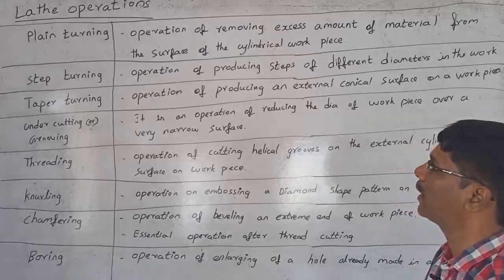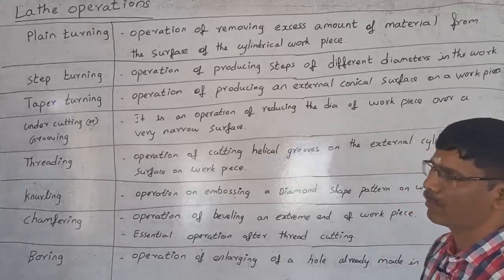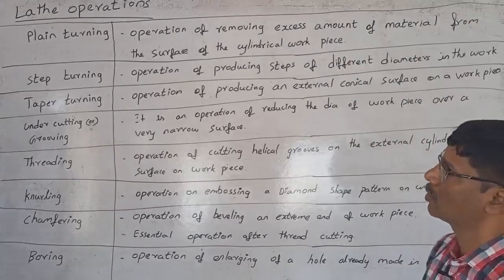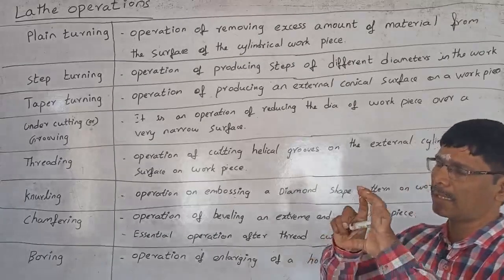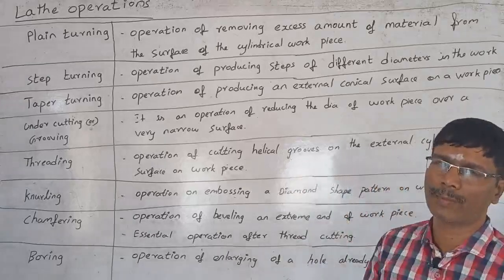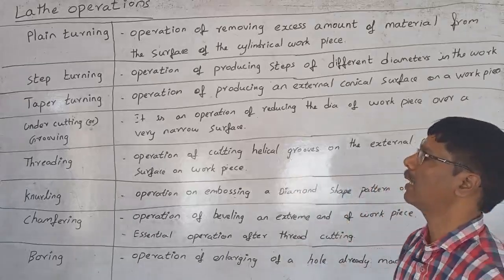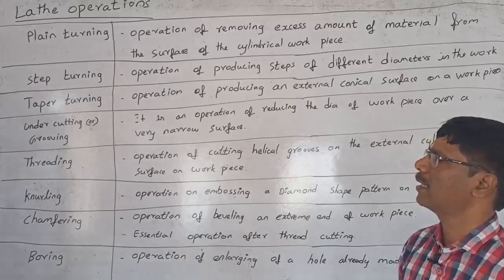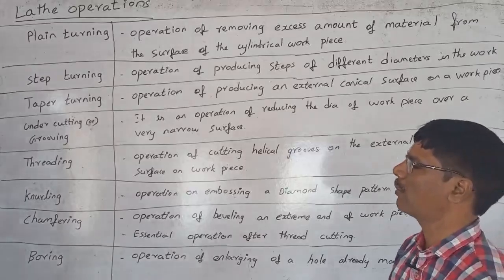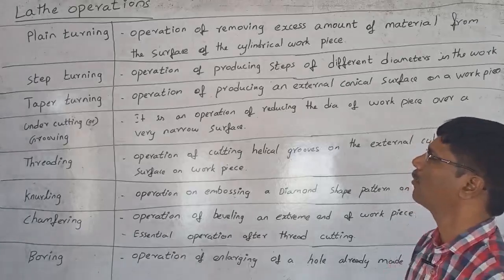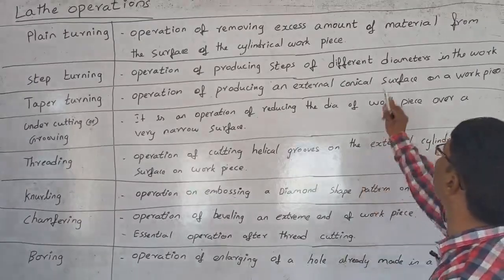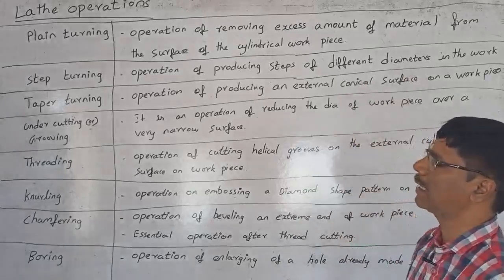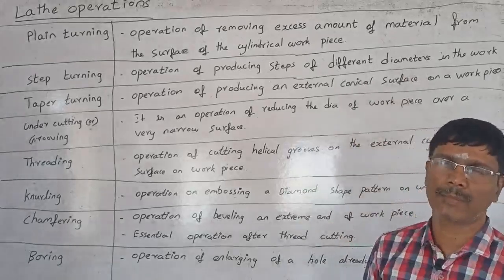The next one is step turning. It is the operation of producing steps of different diameters in the work. If the 30 mm diameter is reduced to 20 mm diameter, it is termed plane turning. When the 30 mm diameter is reduced to 25 mm, 20 mm, 15 mm, step by step to different diameters, it is called step turning. The process of reducing the diameter suddenly to a different diameter is termed step turning.